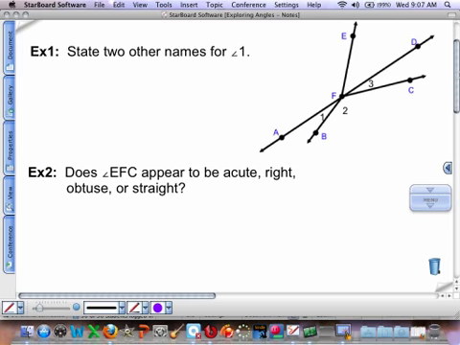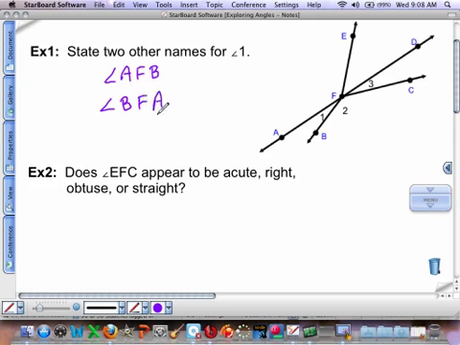Okay, so let's practice some of this information here. Give me one other name for angle 1. AFB and BFA. Well, it said name two, but I want one, Sam. AFB. Thank you. Mason, do you have the other? Do you have another name for that? You sure? Caleb? BFA.